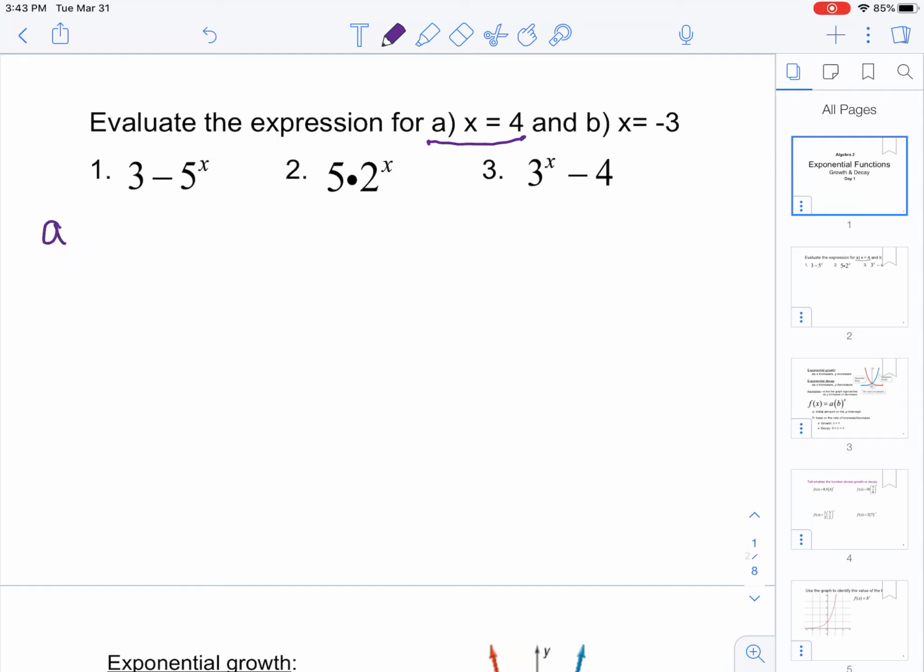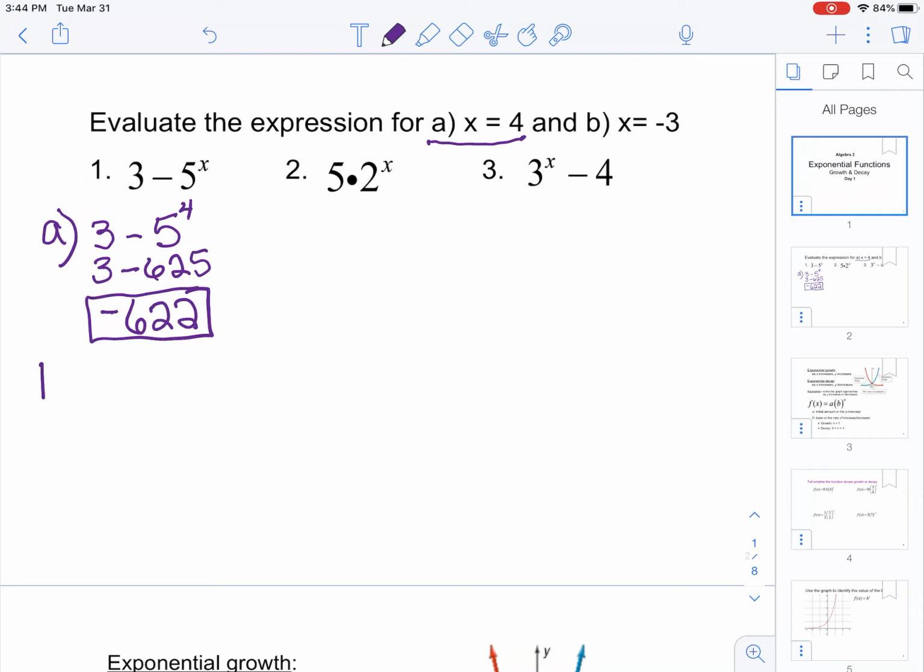So for A, we're going to have 3 minus 5 to the x. My x value is 4, so I'm going to put a 4 up here. Now we use the order of operations, which is going to give us 3 minus 625. And what is 3 minus 625? It's -622 as our answer. Not too bad.